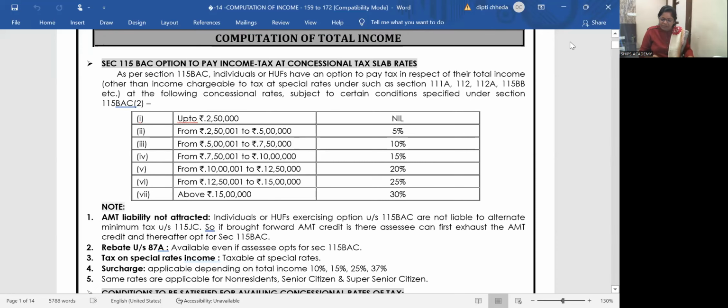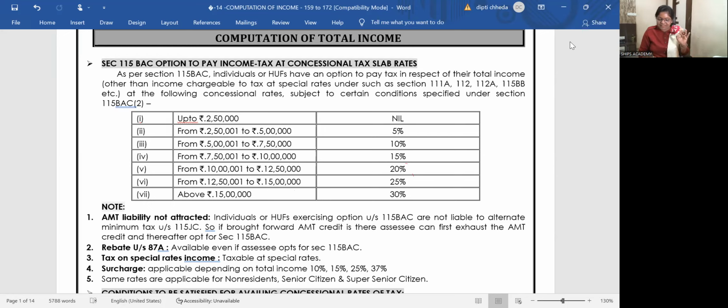Other than income chargeable to tax at special rate under section 111A, all at the following concessional rates. So for your normal income, dear students, you all have an option. If you want, you can go for this scheme. Up to 2,50,000 nil; 2,50,001 to 5 lakh, 5%; 5 lakh to 7.5 lakh, 10%; 7.5 lakh to 10 lakh, 15%; 10 lakh to 12 lakh 50,000, 20%; 12.5 lakh to 15 lakh, 25%.